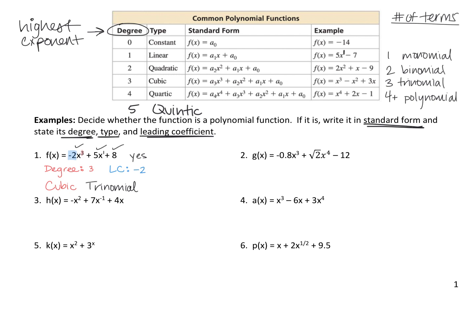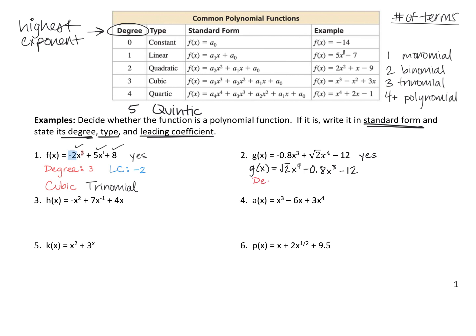Okay, let's look at number 2. Number 2, we got some weird coefficients, negative 0.8 and square root of 2, but that's not what we care about. We care to look at the exponents. My exponents are positive 3, positive 4, and then this one is 0 because it doesn't have one. It is a polynomial, yes, because all of those are whole numbers, but it is not in standard form, so we're going to rewrite it. We want the square root of 2, x to the 4th first as my highest exponent, and then we want it decreasing. So negative 0.8, x to the 3rd, minus 12, because that's exponent of 0.